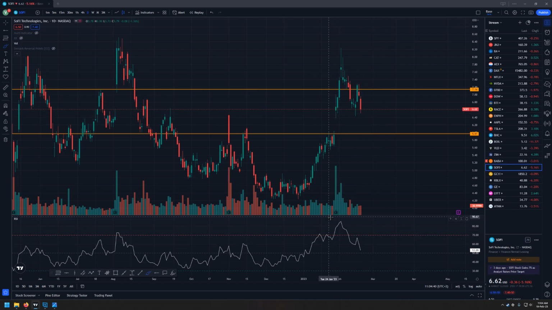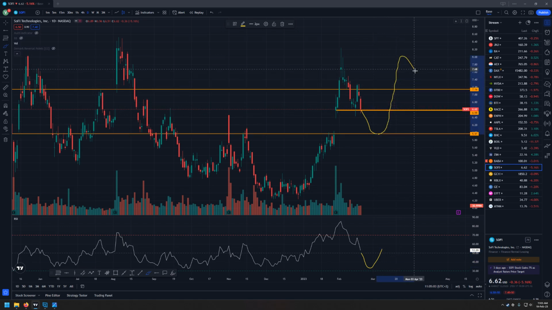SOFI, again, big pullback in RSI, but it doesn't seem to be over yet. It might be, but I would really like to see the gap fill. So I would like to see this. Very similar to BABA, RSI would be very low. We bounce, buy the gap fill, and it will go back up, probably retest the highs.